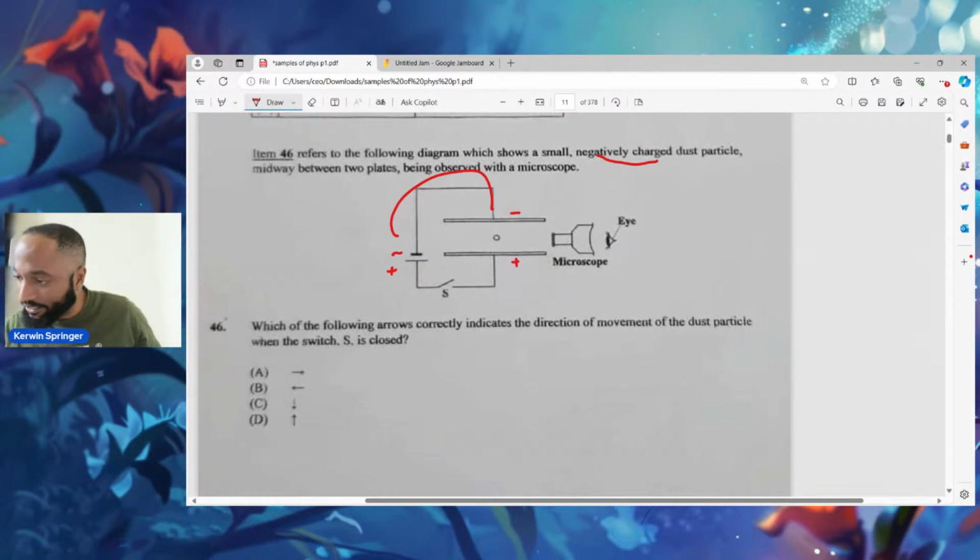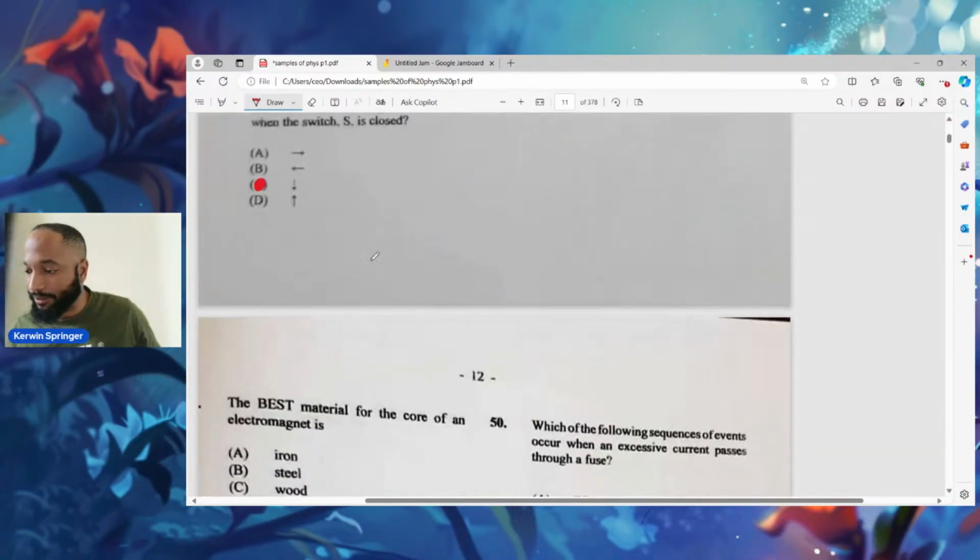And it's negatively charged. So the big man isn't going to want to go up, he's going to go down. So C is the answer. C. He's going to go down. He wants to go to the negative plate.